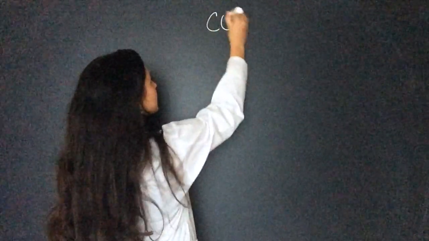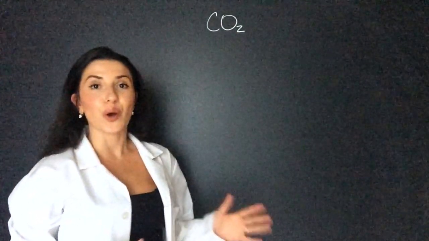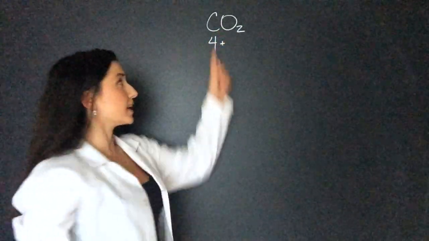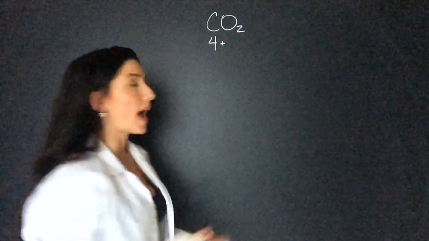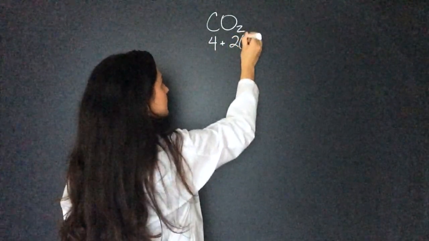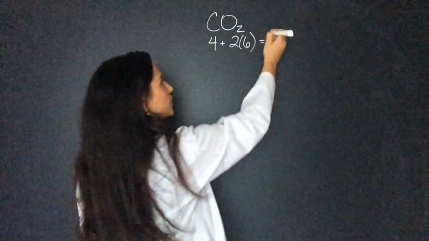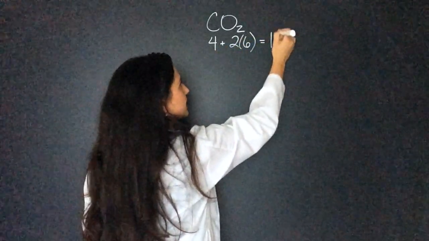For my next example, I'm going to do carbon dioxide, CO2. So carbon has a valence of 4. Oxygen has a valence of 6, but there's 2 atoms. So I go 2 times 6. That equals 12 plus 4, which is 16.